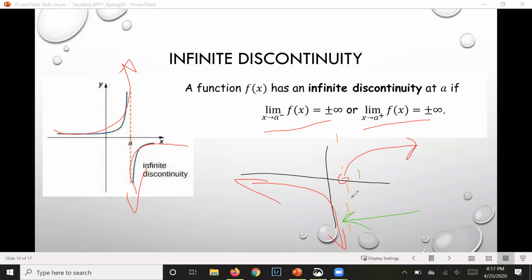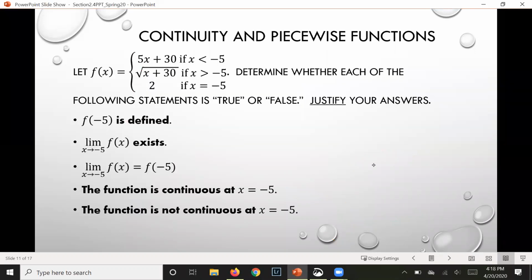But on the right-hand side right here, it shows the function is not defined. It kind of stops there, right? So that would be an example of where we have an infinite discontinuity, but it's only on one side of the value we're approaching. Cool. All right, one last example for this video.